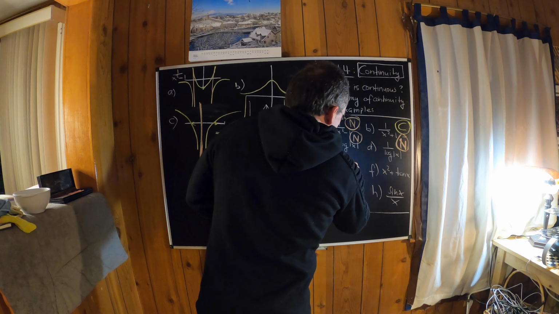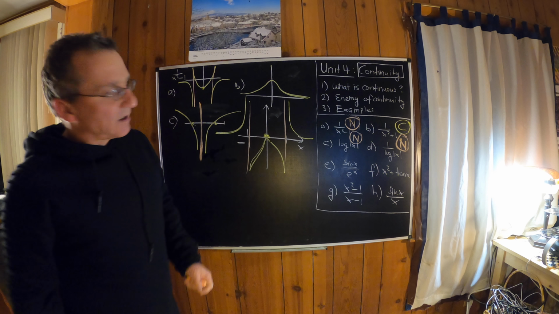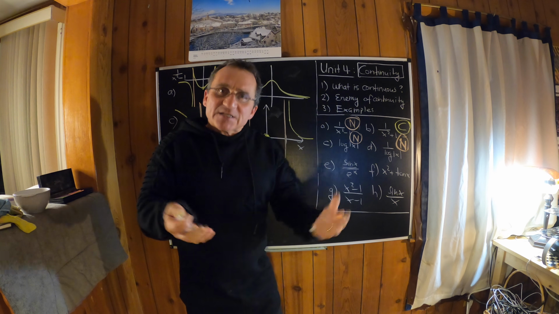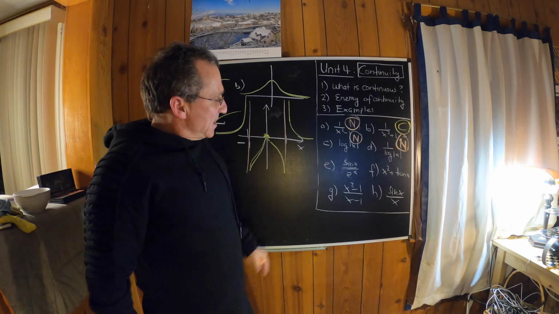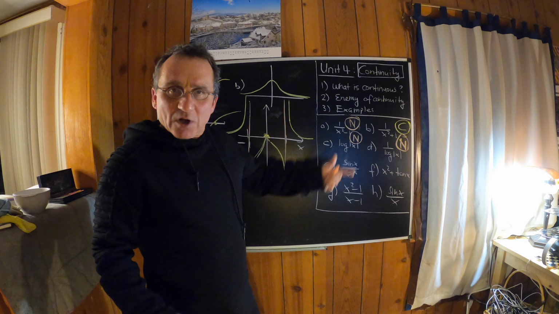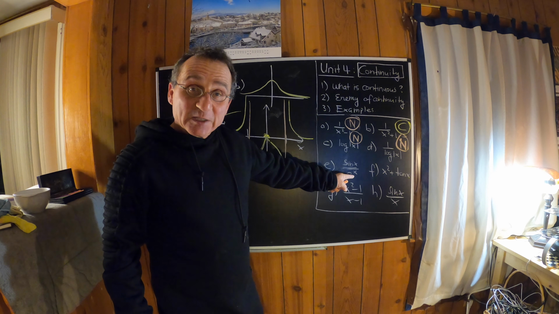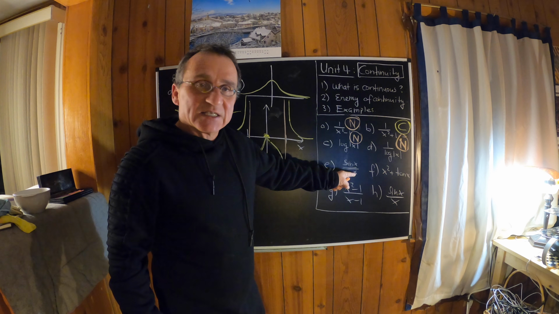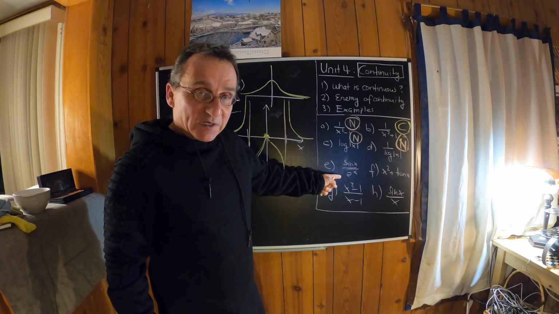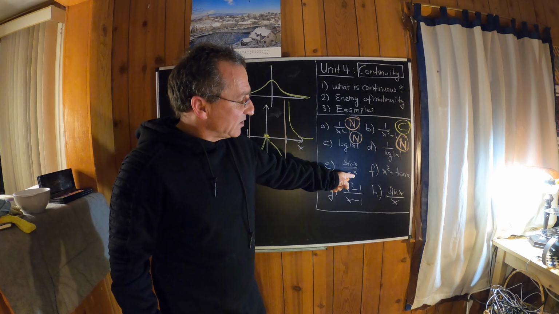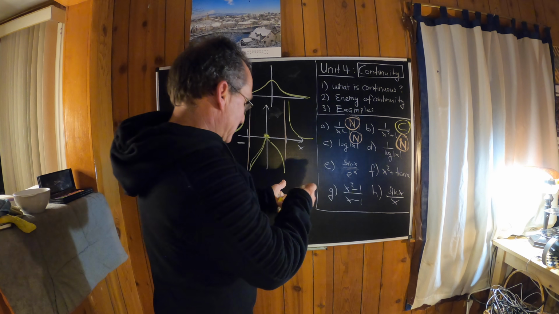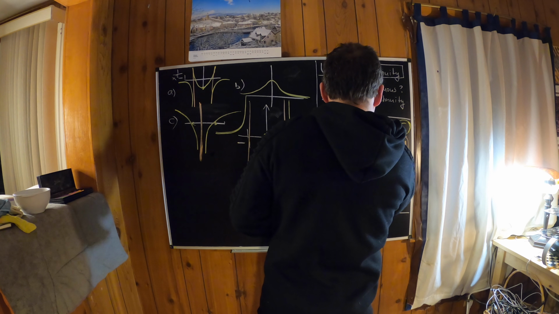Here I have sine x over e to the x. Any basic function, sine, cosine, e to the x, polynomials, they are all continuous. We can also divide by e to the x because e to the x is never 0. So this is perfectly fine. This is actually sine x times e to the minus x. This is a continuous function.